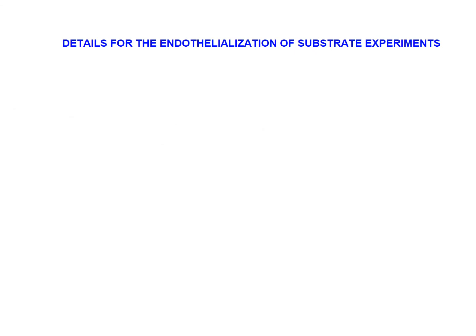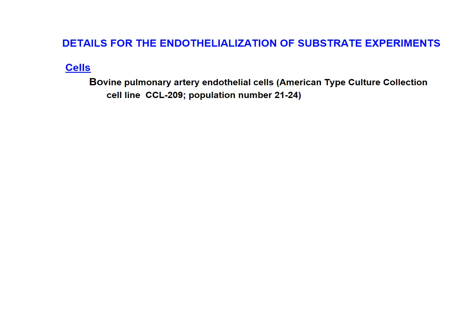Pertinent details for the endothelialization of substrate experiments are given on this slide. The cells used were bovine pulmonary artery endothelial cells. The substrate used was glass. I would like to provide an explanation. This study was a proof of concept one.